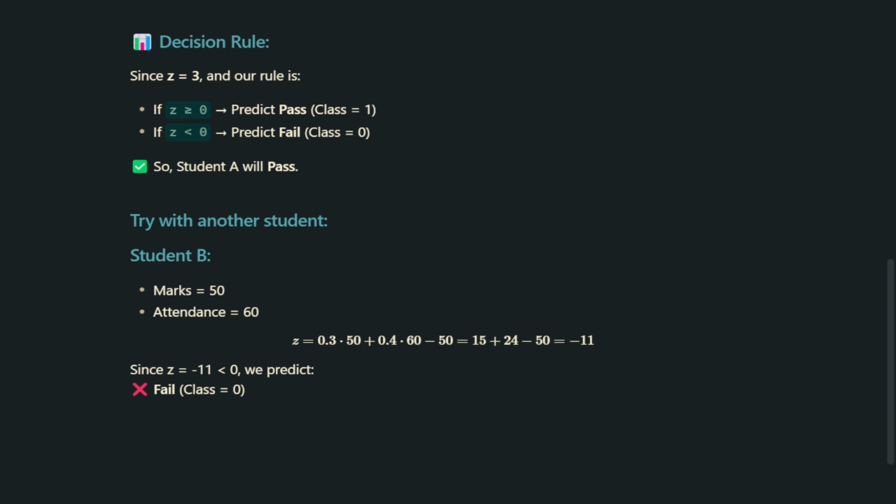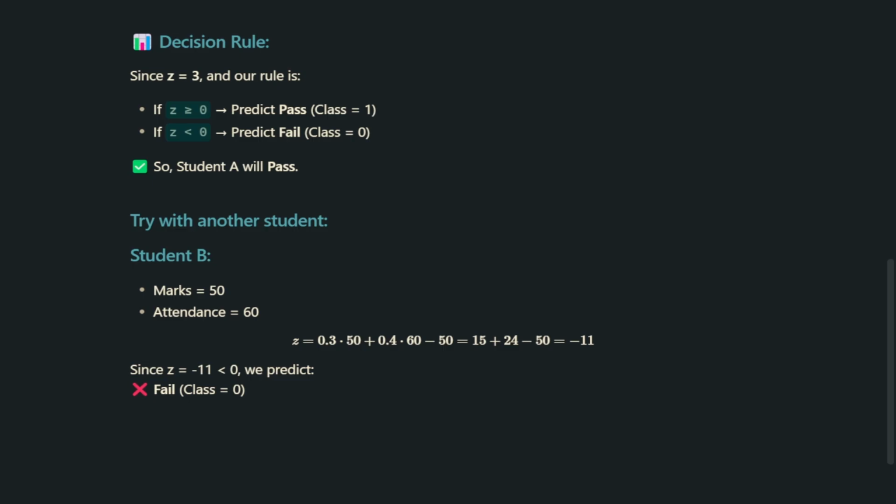Student A will pass. Now take student B with 50 marks and 60 attendance. This time the calculation gives us z is equal to minus 11. Since that's less than 0, the model predicts fail. So this example shows us clearly how weights and bias combined with our decision rule determine the final prediction. It makes the math behind classification much more concrete.